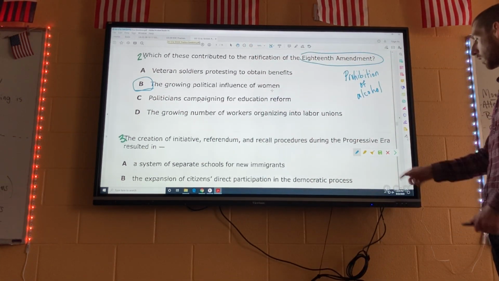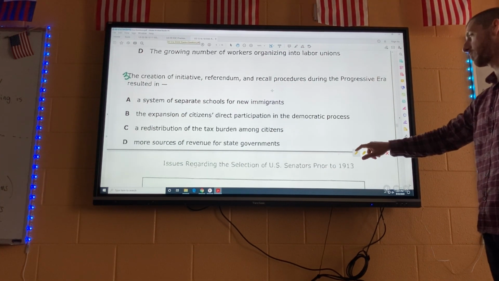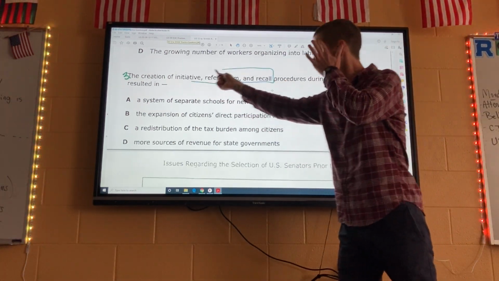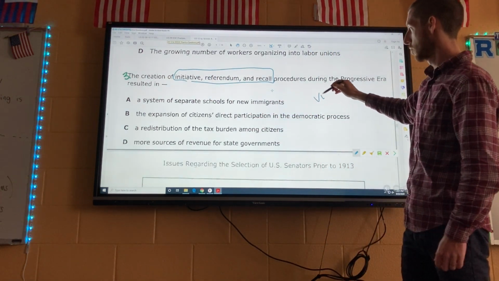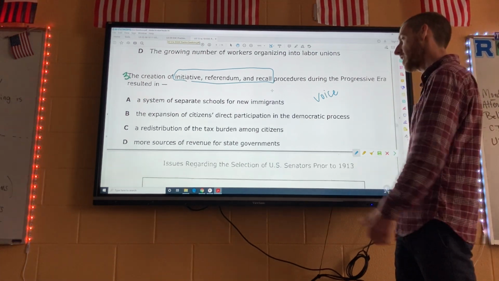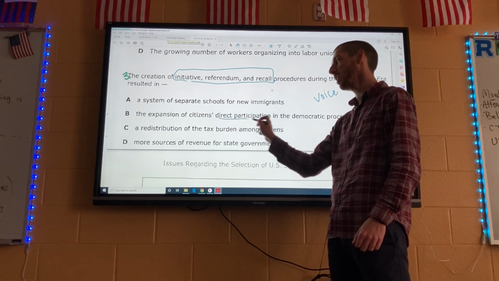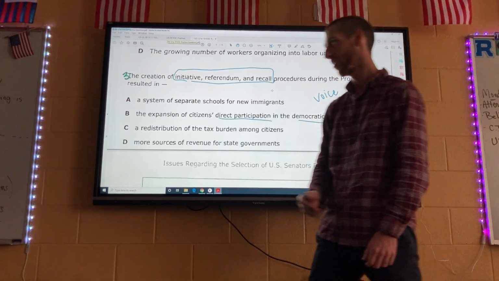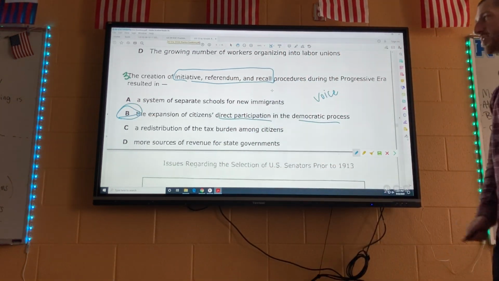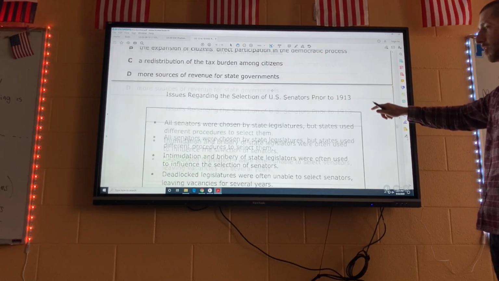All right, cool. All right, the creation of initiative, referendum, and recall procedures. So initiative, referendum, recall, these are all things that gave citizens a larger voice. Okay, citizens are participating more in politics, okay? And if citizens are participating more because they are able to participate directly in the democratic process, then our answer is going to be B. Okay? That one's very good. That was pretty easy. If you remember those things and know this, you know it's going to be B. Okay? Keep it on going. We're going quick.